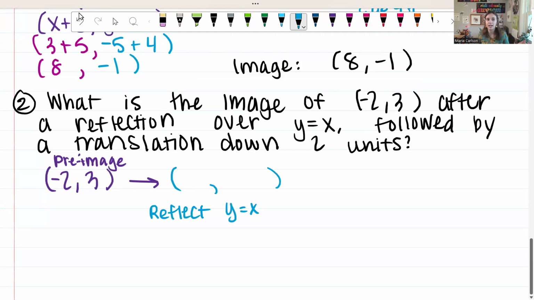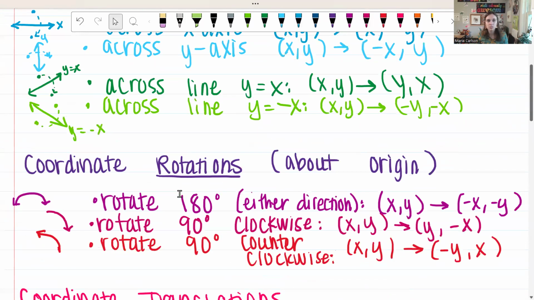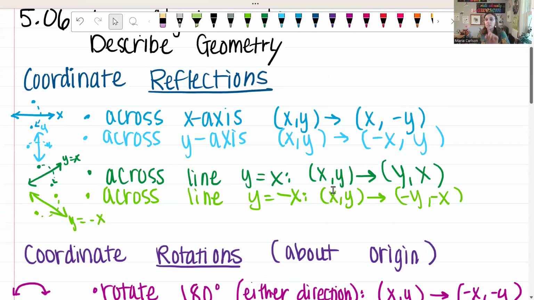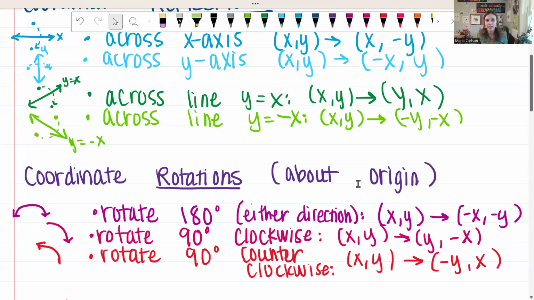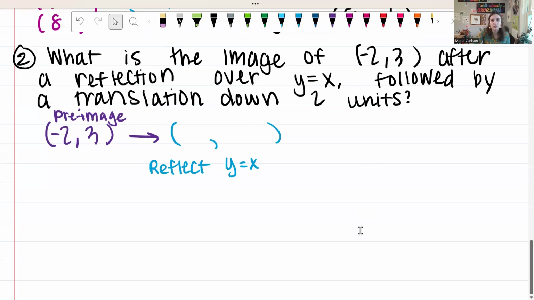So the rules for that, let's go back up because we've talked about lots of things now, and it's okay to go back to our notes. So reflecting over the line y equals x means we're going to take our point and flip the y and the x. So x comma y would be y comma x. So -2 comma 3 reflected over the line y equals x would be 3 comma -2.